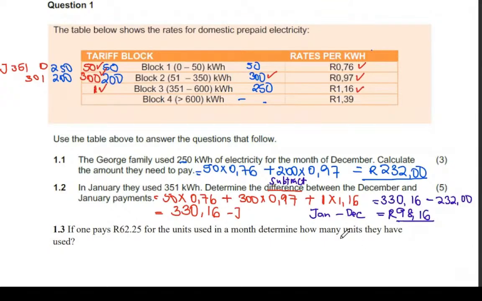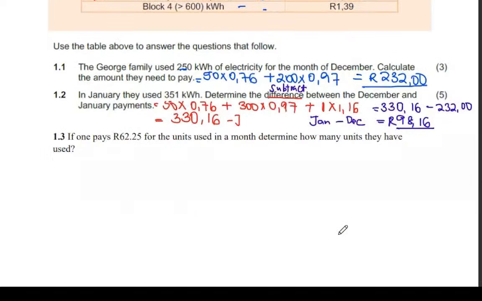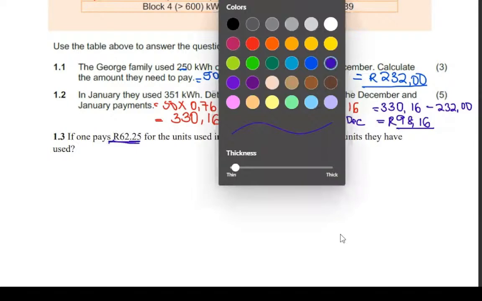Our last question, 1.3. If one pays 62 rands 25 cents for the units used in a month, determine how many units they have used, or how many units they would have used. Anyway, as I told you, the last example we've just seen. Now, this is the cost. We are not looking for the cost, but we need to deal with whatever is given to us.